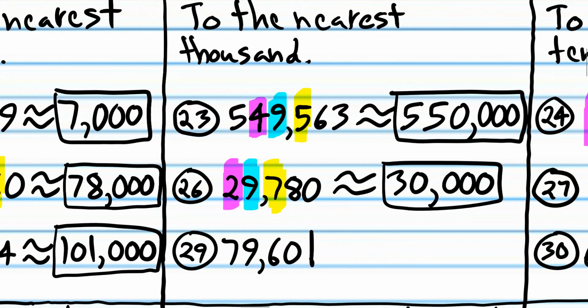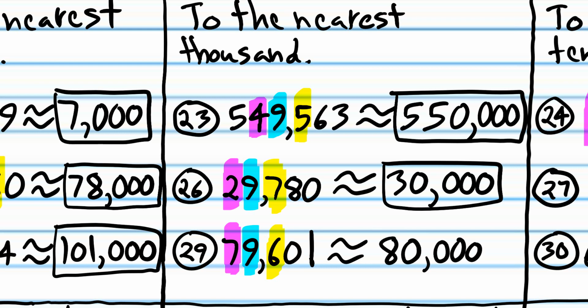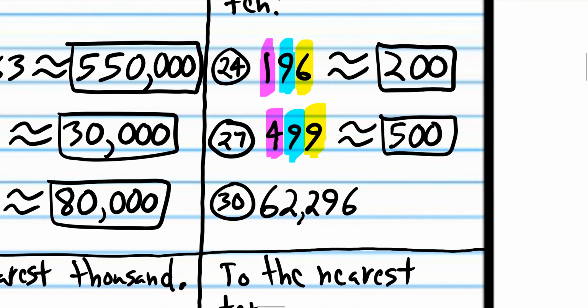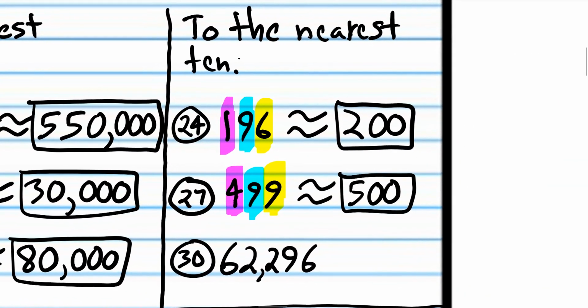All right, try 29, and when you come back, we'll do it together. All right, we're rounding to the nearest thousand. This is the thousandths place. The 6 tells us to round up. We can't go up to another one digit when the blue, so we make the purple number go up by 1. So it becomes 80,000. So if you got 80,000, good job. Try number 30, and when you come back, we'll do it together.